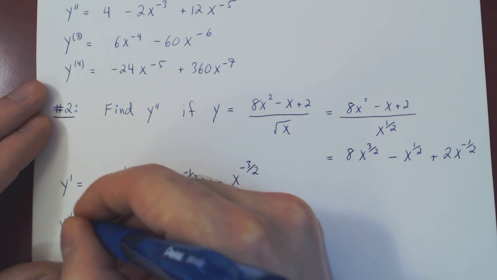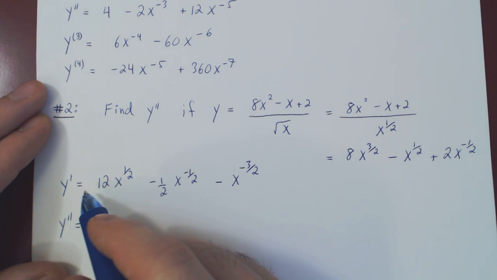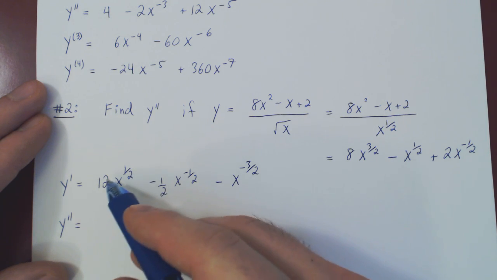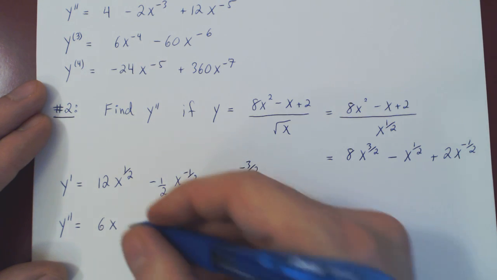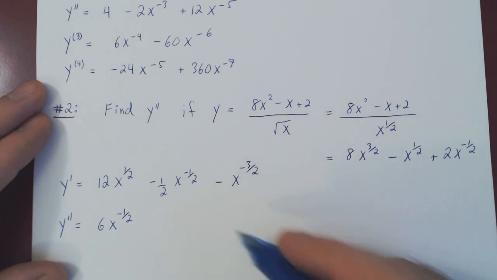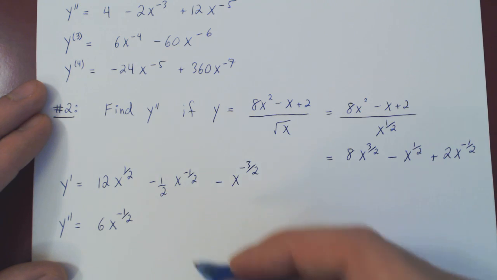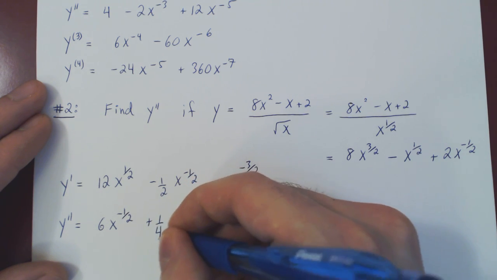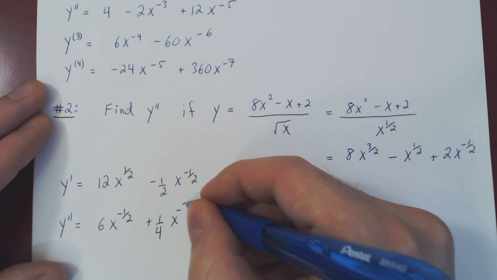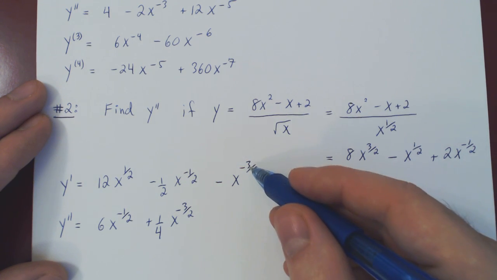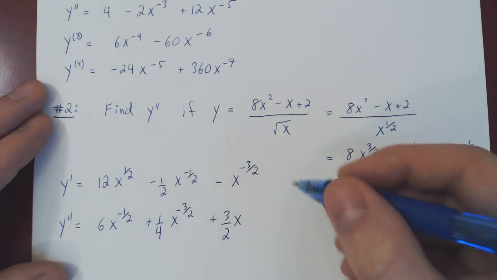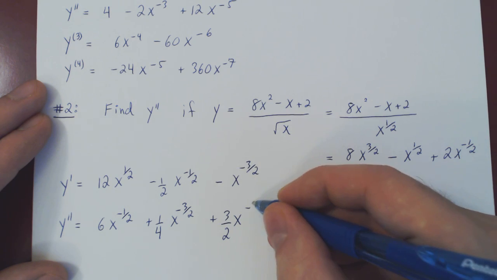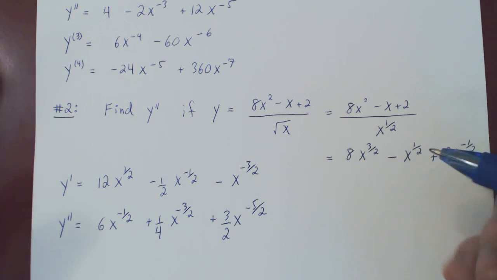Second derivative is obtained, of course, by taking the derivative of the derivative. Power rule, 12 times 1/2 is 6. x to the 1/2 minus 1, negative 1/2. Power rule, negative 1/2 times itself is positive 1/4. Negative 1/2 minus 1, negative 3/2. Positive 3/2. x to the negative 3/2 minus 1, negative 5/2. And that's it. Here's your second derivative.